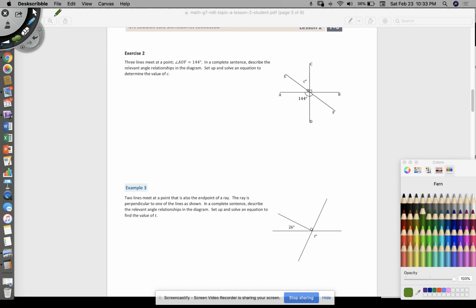Exercise 2. All right, got a whole bunch of stuff going on here. Three angles meet at a point, angle AOF, which equals 144 degrees. Now that 144 degrees is this whole thing here. Don't let that line right there throw you off. In a complete sentence, describe the relevant relationships in the diagram and solve for C. So I am solving for this angle measure right here.